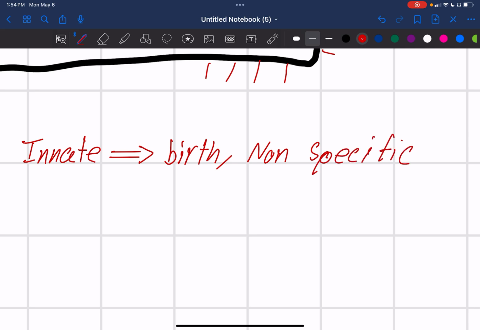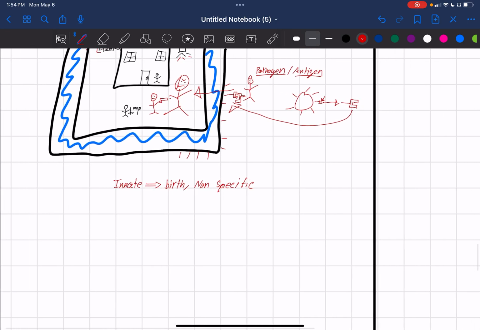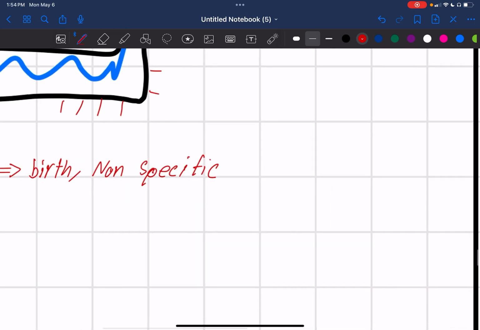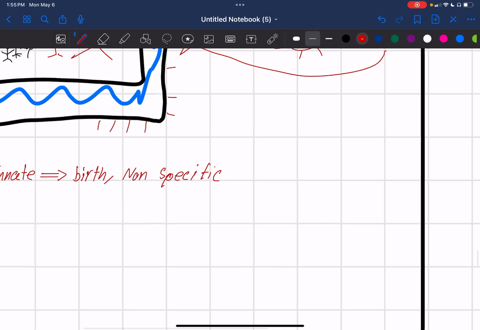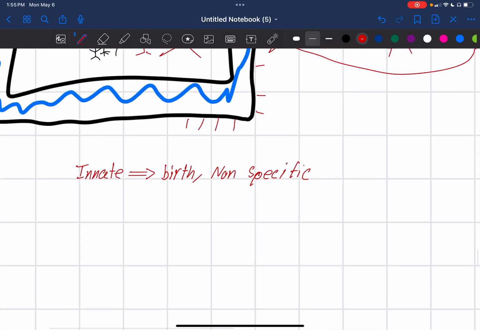It's a non-specific type of immunity, and this essentially means that it doesn't care who comes in, it's going to automatically fight them off because it doesn't want anybody to come in. It's just the first rule of defense, right? It's non-specific, and it has non-specific resistance to infection.